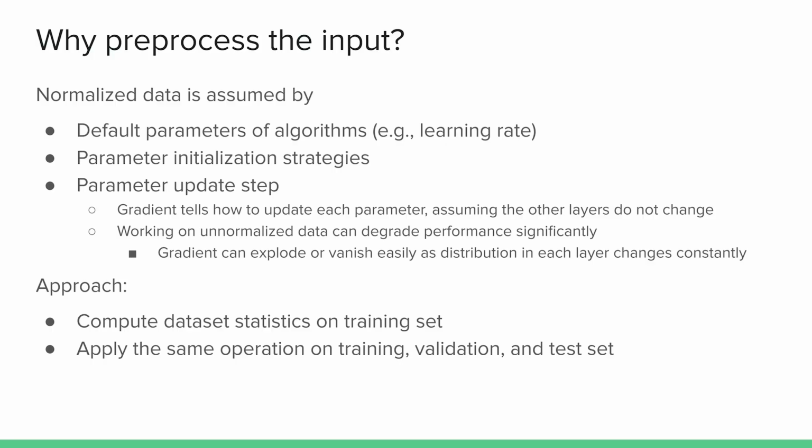So when we're working on unnormalized data, this can degrade our performance significantly, because the gradient can then easily explode or vanish as the distribution going from one layer to the next constantly changes. If you have normalized data in your network layers, you can overcome this problem. The basic approach is that you compute some statistics on your training set, and then you apply the very same operation on the training set, the validation set, and of course your test set.